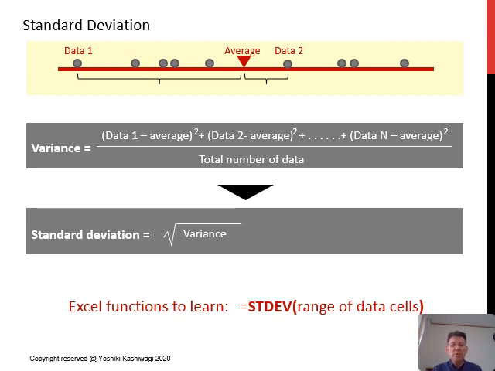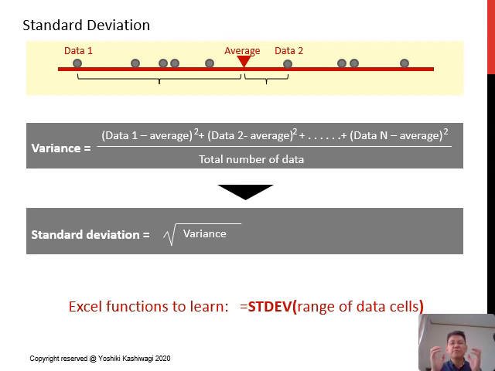I'd like to show you the index to show the variance or distribution, which is called standard deviation. It's 標準偏差 in Japanese. In order to reach the standard deviation number, you have to calculate variance first. In definition, variance is you take the squared distance from average of each single data, and you add up all those squared distances, and then you divide the total by the total number of data.